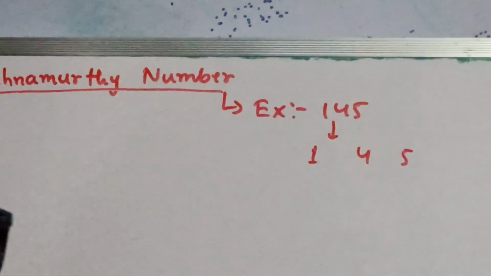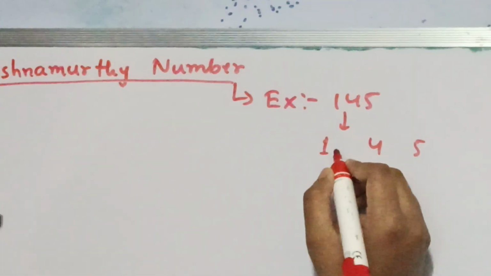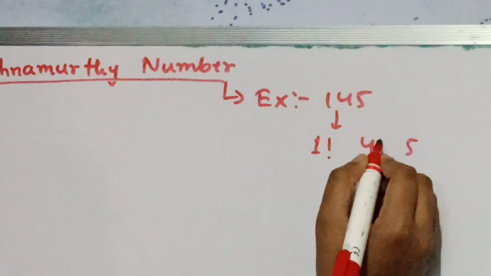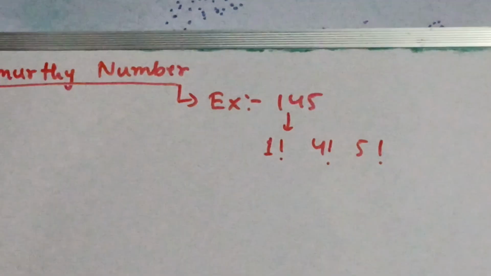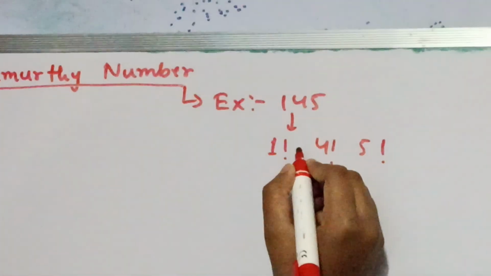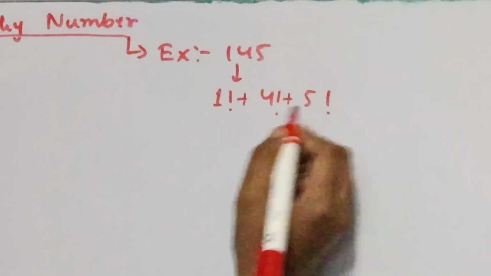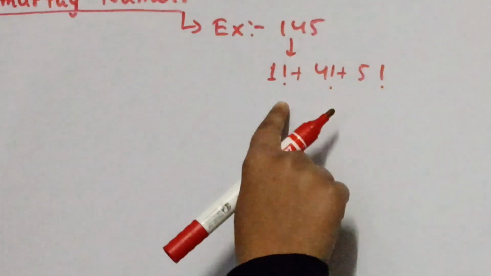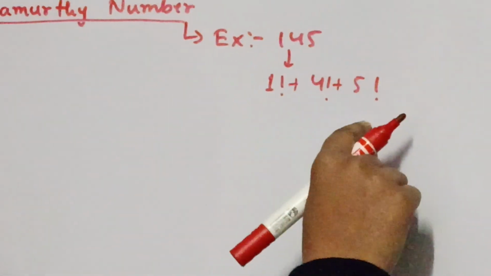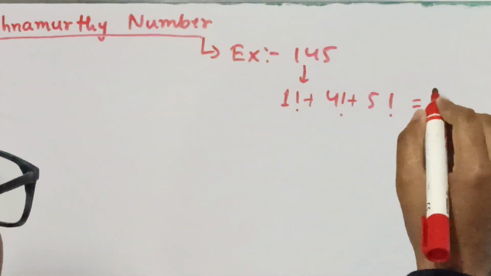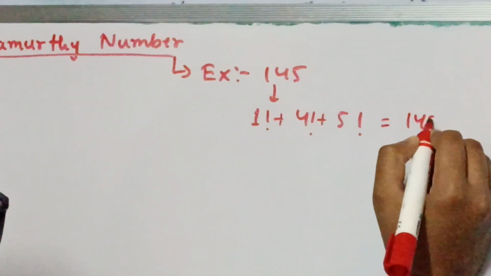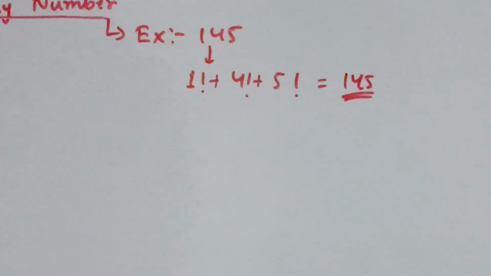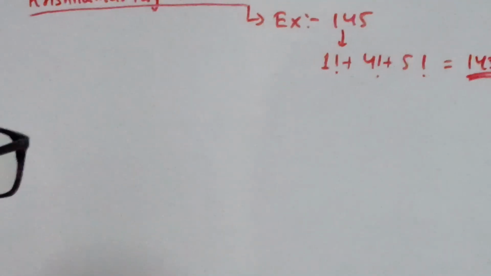So now what we have to do, we have to find the factorial of each digit. Means the factorial of 1, the factorial of 4 and the factorial of 5. Then we have to sum their factorials. That is, after adding the factorial of 1 with factorial of 4 and with factorial of 5, we need to get this number. If we get the required number, then only we can say that it is a Krishnamurthy number.